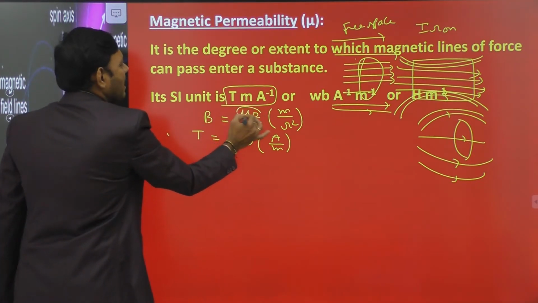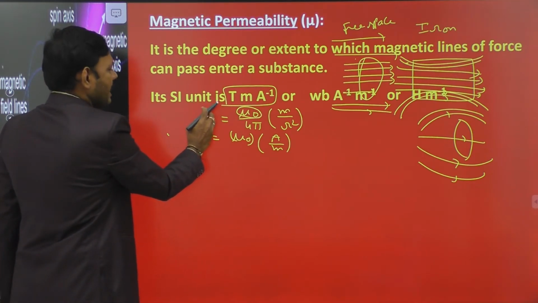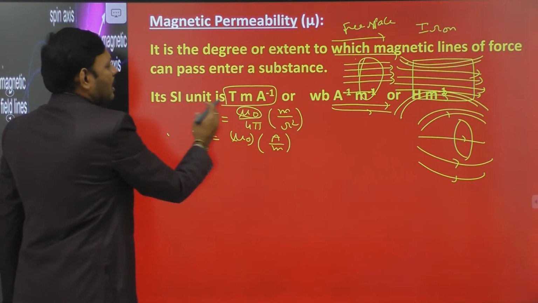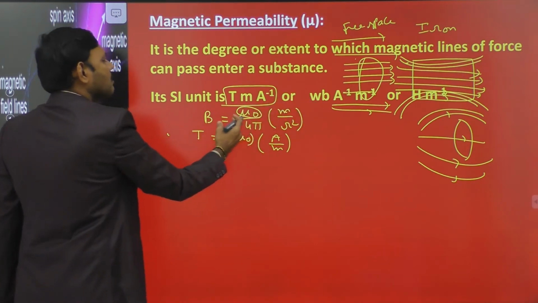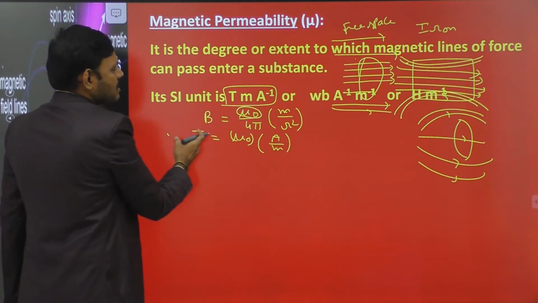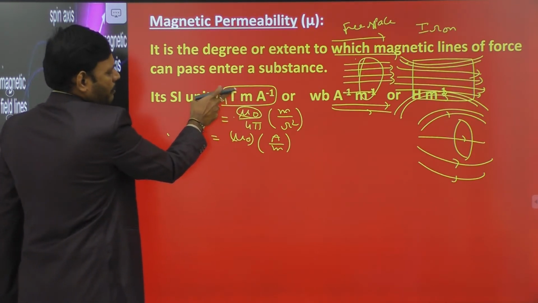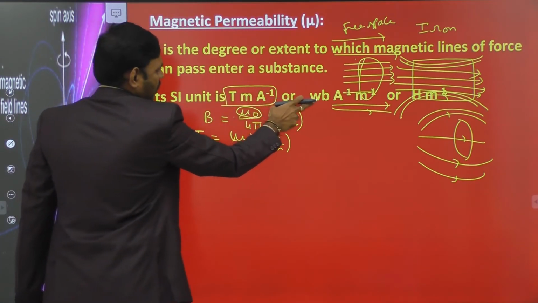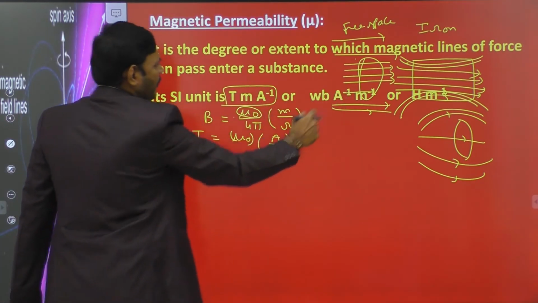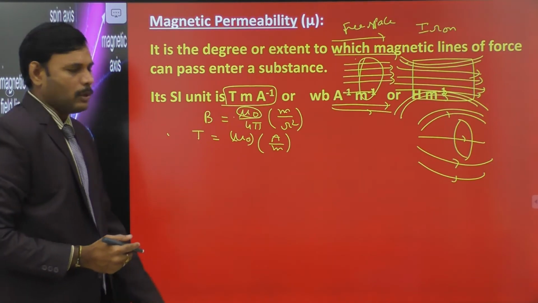So there is no need to memorize these units by heart. When you have an idea about B as Tesla and the pole strength as ampere meter, we find them out as I explained here. We know that Tesla is Weber per meter square. When we replace Tesla by Weber per meter square, we have the other form. Weber per ampere meter is also another unit of magnetic permeability.